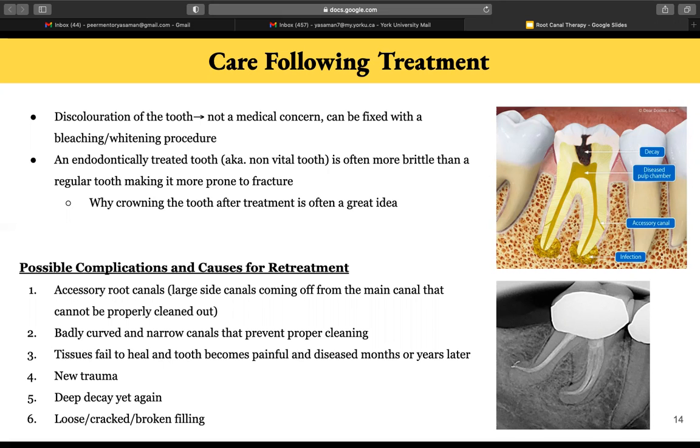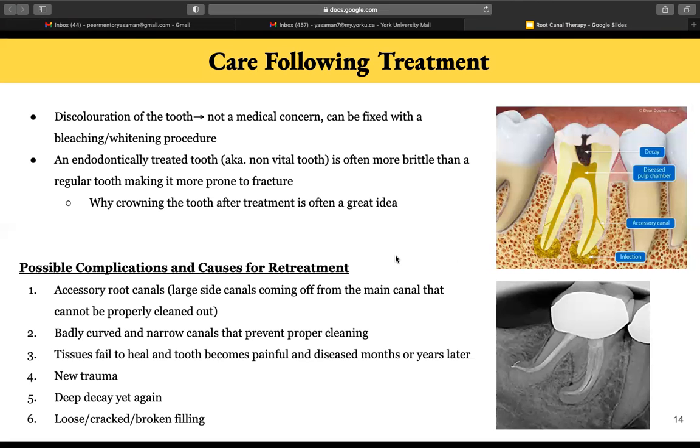An endodontically treated tooth, also known as a non-vital tooth, so that's some important vocab to keep in mind, is often more brittle than a regular tooth, making it more prone to fracture. So again, you want to be more careful with it. That's why a lot of the time the dentist decides to put a crown to support the tooth structure. That's something important to keep in mind.